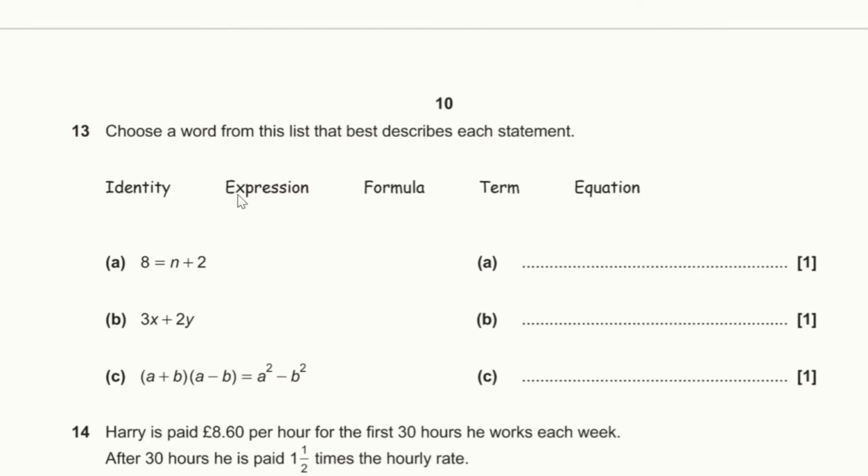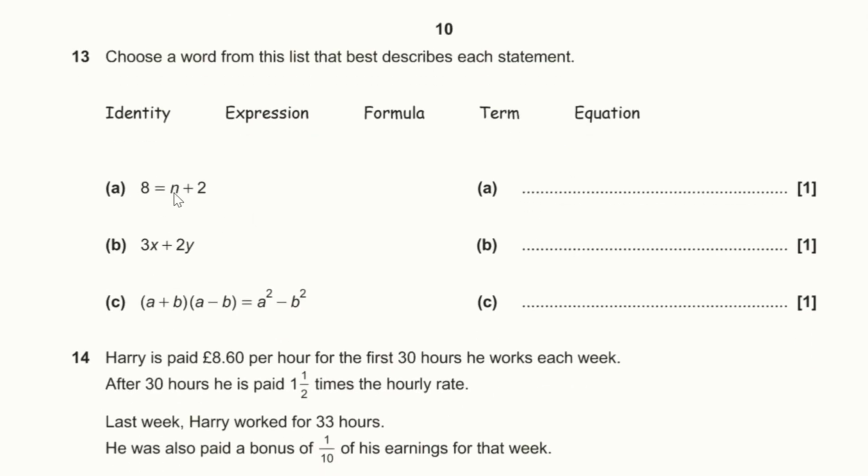Question number 13. We have to choose a word from this list that best describes each statement. For part A, we've got 8 equals n plus 2. Well, we can solve this to find out what n is, so here we've got an equation. Part B, 3x plus 2y, we've got two separate terms, we've got no equal sign, and therefore here we have an expression.